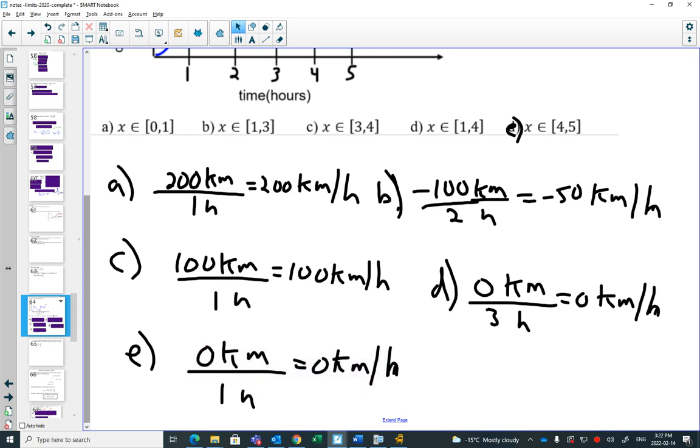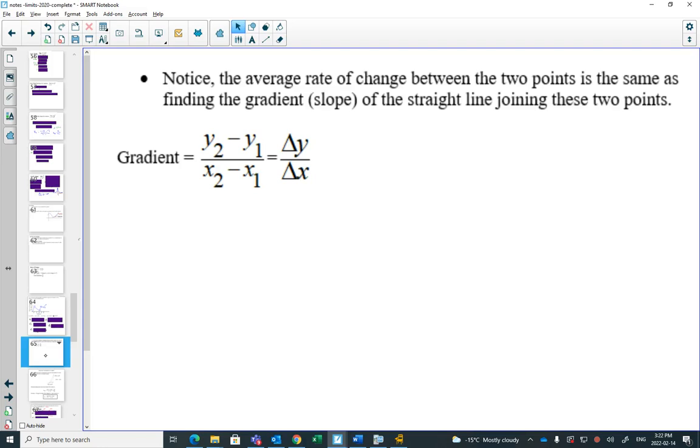So these are all average rates of change. And what we're going to be looking at in calculus is more instantaneous rates of change. All the average rate of change is just picking the beginning point and the end point and figuring out the slope.